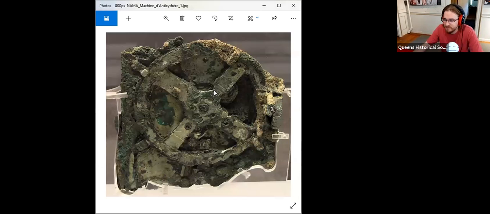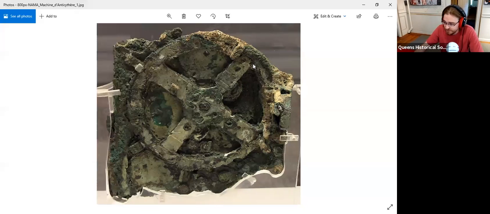This hunk of rusty metal is called the Antikythera machine. This was discovered in the early 1900s, but the actual machine itself dates to around 80 BCE. This was found in a shipwreck, and it's actually a device engineered by the ancient Greeks to calculate and keep track of the position of the sun, the moon, the stars. It's basically a solar calendar.